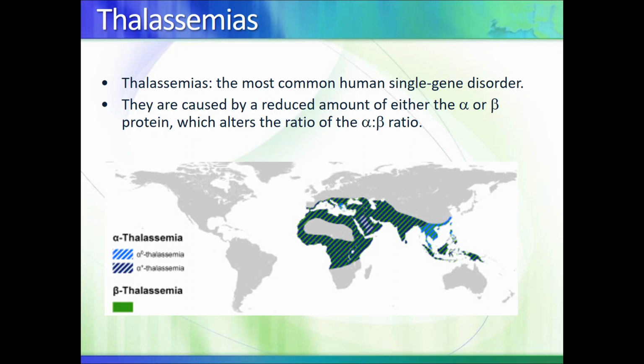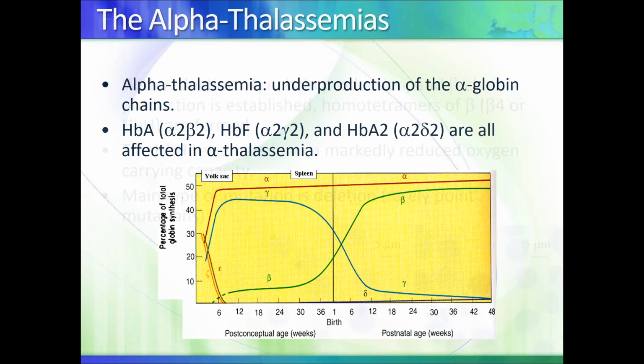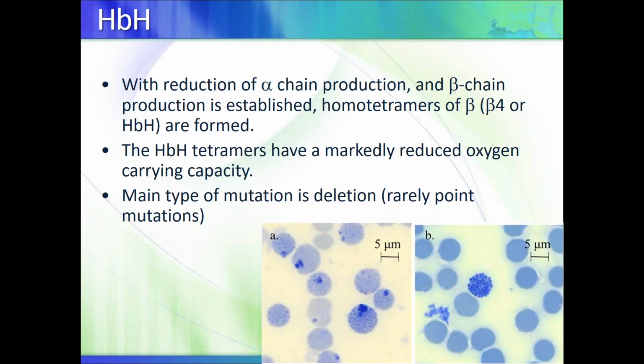So alpha thalassemia, as I said, is underproduction of the alpha globin chains. Because we have a reduced amount of alpha globin in cells, you have more beta chains, and that results in the formation of a homotetramer of beta. These are known as HbH. So HbH is a homotetramer of beta. Now, these do not have the ability to carry oxygen. They have reduced oxygen capacity, and they can aggregate, as you can see in these two images, forming clusters collectively known as Heinz bodies.